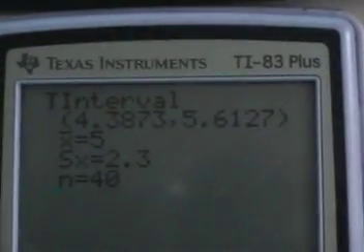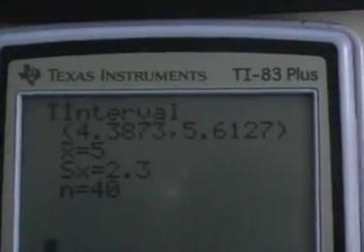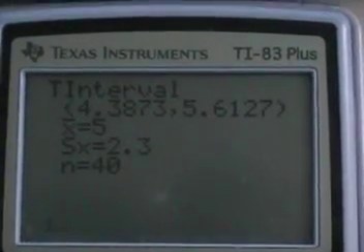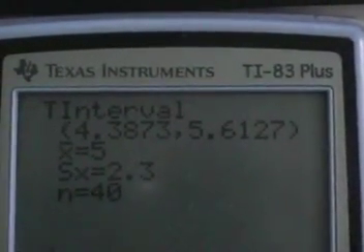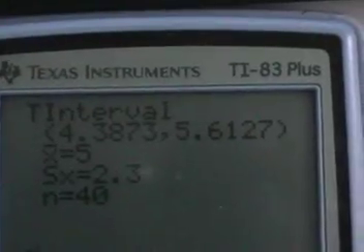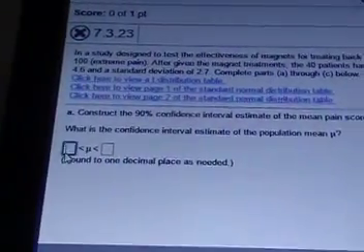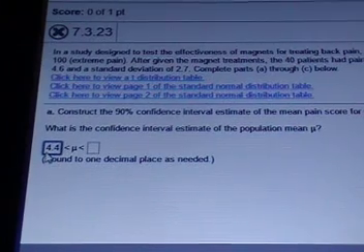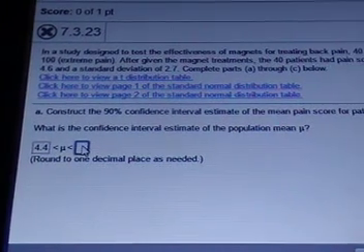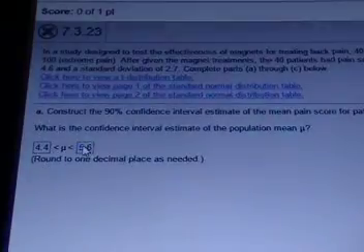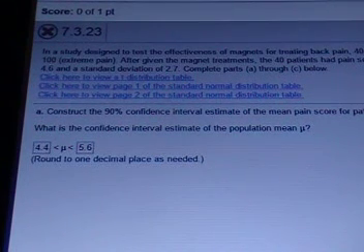4.38, comma 5.6. So that's interval notation from college algebra. It says round to 1 decimal place. So my lower limit is 4.4, my upper limit is 5.6. That was interval notation. Here's inequality notation, where you put 4.4 is less than mu is less than 5.6. It's just two different ways to write the final answer.